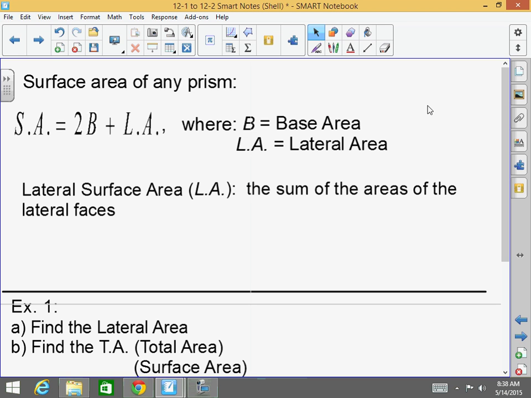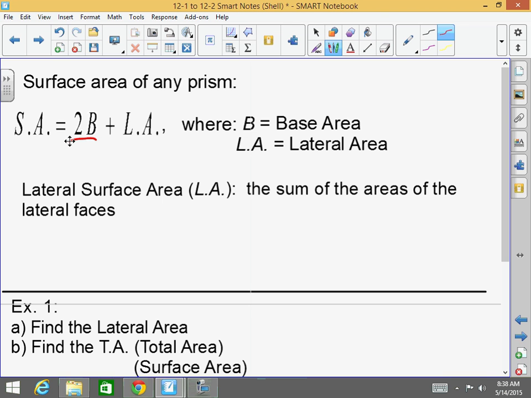Let's look at the formula here and understand it before just using it. 2B means that I have 2 bases. That makes sense, because in the prism I just told you, you're going to have 2 identical bases that are parallel and congruent to each other. So we're going to find the base of whatever prism we're given, and we're going to multiply it by 2. So that takes care of our 2B here.